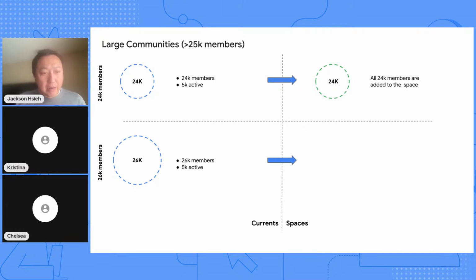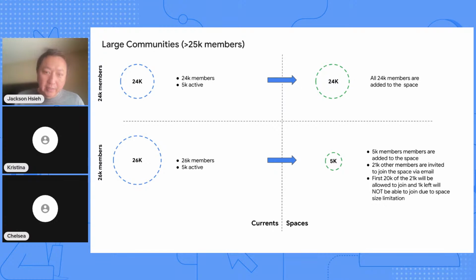Now, in the second example, we have 26K users. Now that you're over the 25K member limit, what happens? Again, you only have 5K active users. So when you migrate them over, only those 5K active users will actually be migrated. The rest of the 21K other members will receive an email invite to join the space. Assuming all of them want to join, everybody will be able to join until they hit the 25K member limit. So 1K users will be left out in this scenario. Hopefully that helps clarify the logic for these large communities.